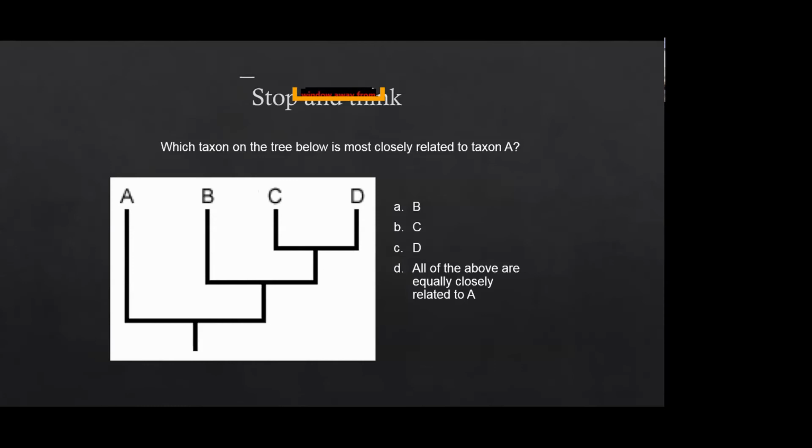So let's do just another stop and think. Which taxon in the tree below is most closely related to A this time? Is it B, C, or all of the above are equally closely related to A? Let's give you a couple more seconds to mull it over. This one's a little trickier than the previous one.